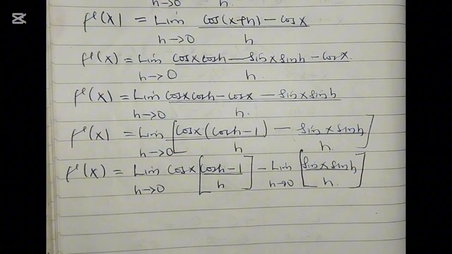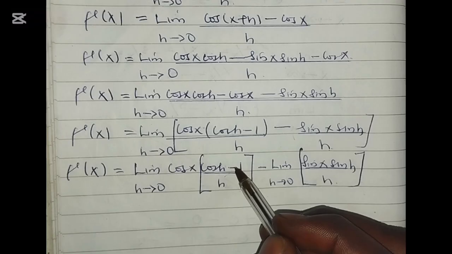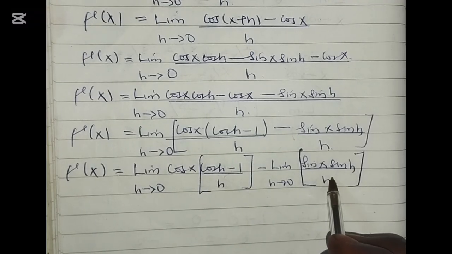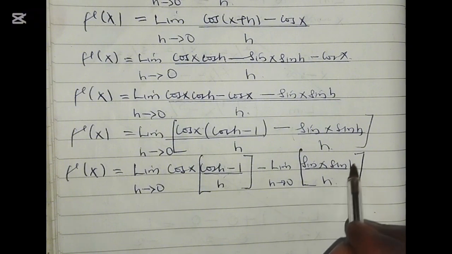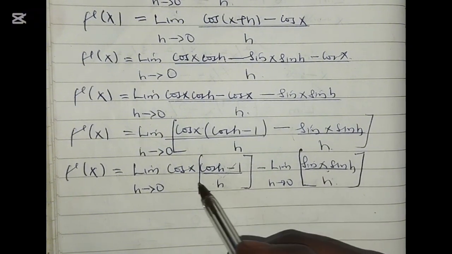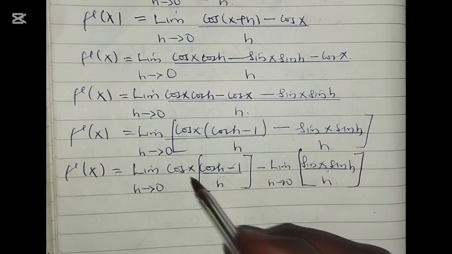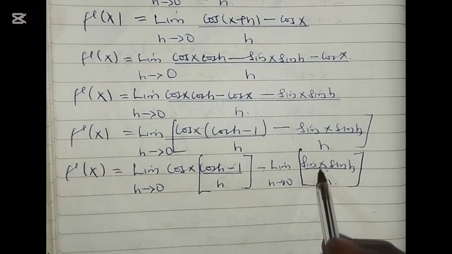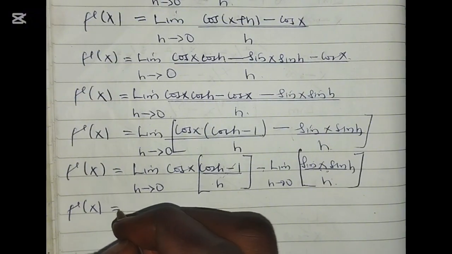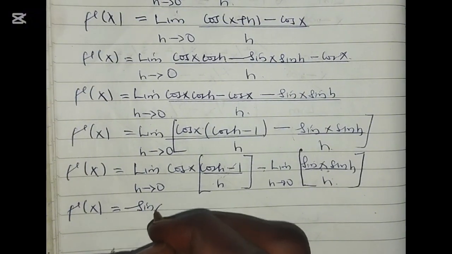Now what do we know? (cos h - 1) over h goes to 0 as h goes to 0, and sin h all over h goes to 1. So 1 times sin x remains sin x, and this goes to 0. 0 times cos x is 0, and we have negative sin x left. So f'(x) is equal to negative sin x.